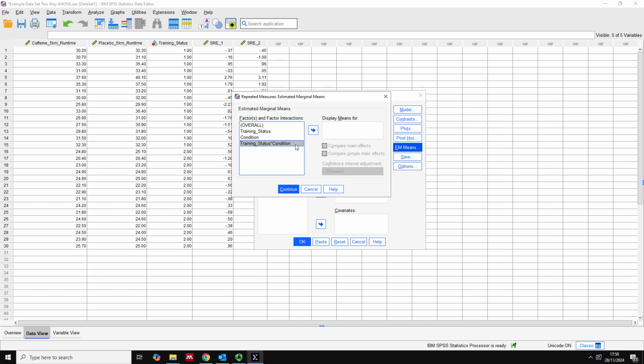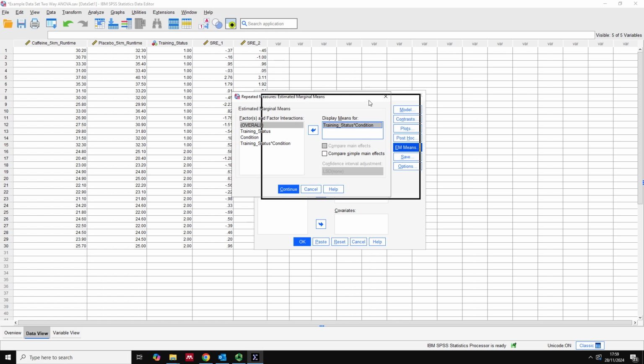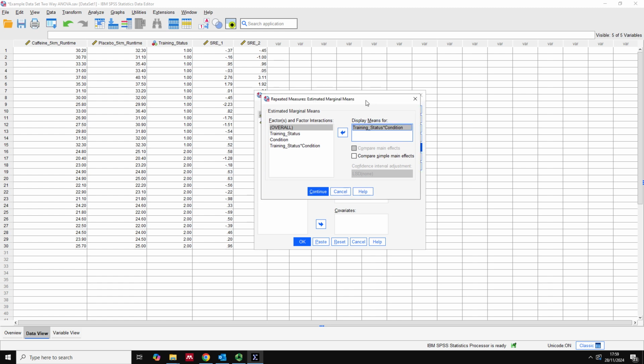and what we're going to want to do is just drag this one called training status star condition across to display means for. This is the interaction effect, and that's why we're doing a two-way ANOVA, because the interaction effect tells us more about our data than if we used just a bunch of t-tests. So it'll basically say, is there an interaction between training status and the caffeine and placebo trials?